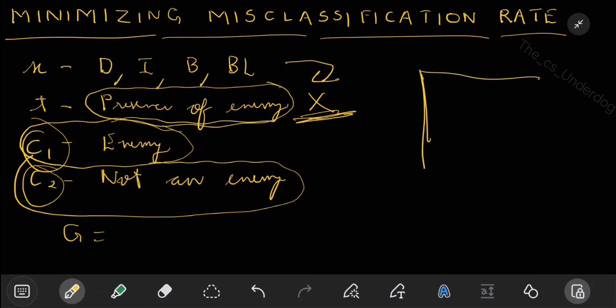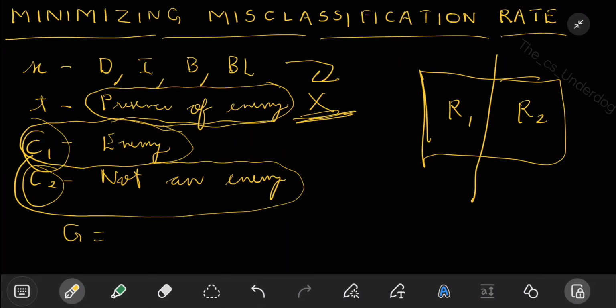Let us say this is your input space from where you are choosing X. This input space, you are dividing it into two regions. One region is R1 and the other is R2. So this R1 belongs to all those input points. So this is the input space of X. All this includes different values of X here. And you are dividing it into two regions now.